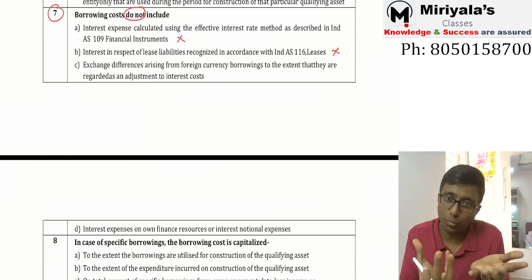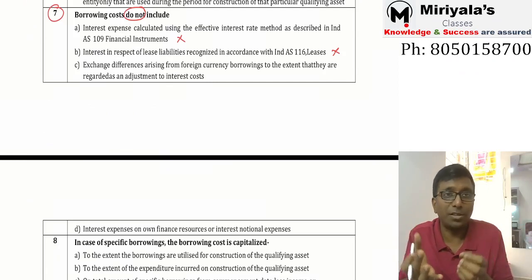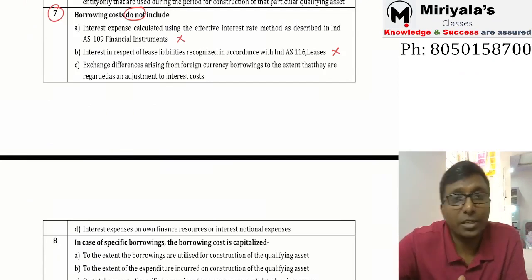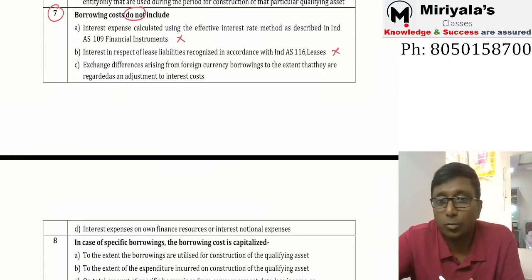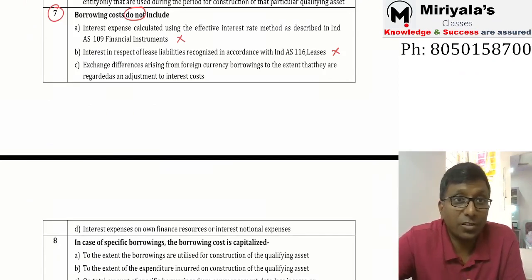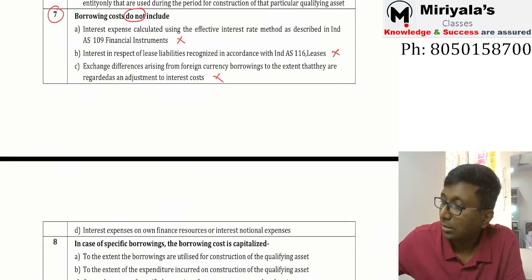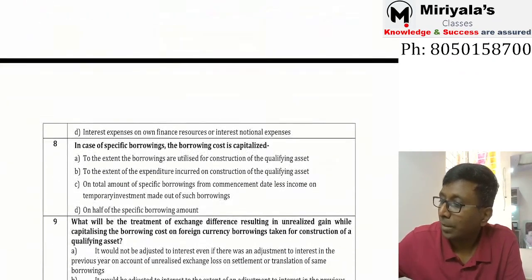That asset is going to be part and parcel of a big plant and machinery. A big plant and machinery is going to take a huge amount of time, so 2 3 years of time. Then yes, you are supposed to consider that. Exchange difference arising from the foreign currency borrowing, to the extent regarded as an adjustment to interest costs, yes, it is also borrowing cost. Then obviously what is left is D only. Interest expense on the own finance resources.